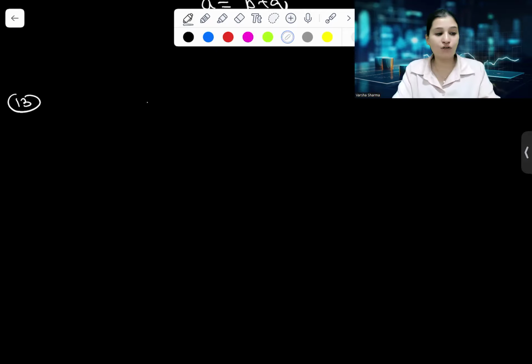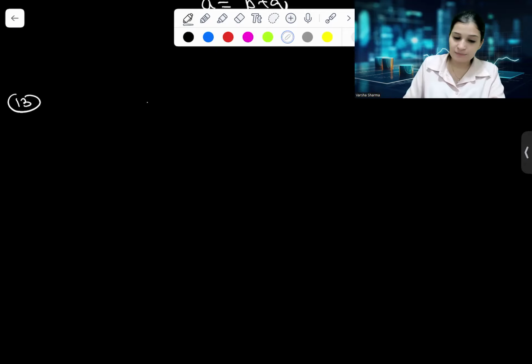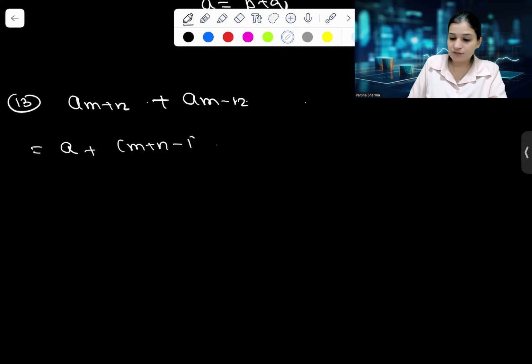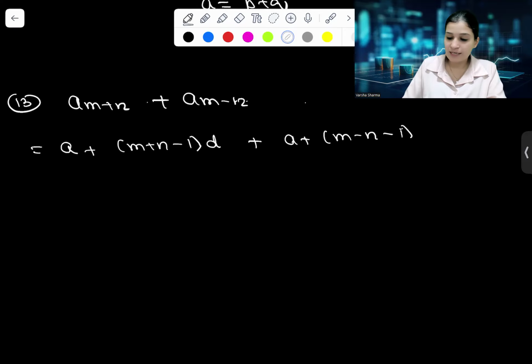13. Show that the sum of the m plus nth term, that is a m plus n, and a m minus n will get us twice the mth term. So this will be a plus m plus n minus 1 into d. This will be a plus m minus n minus 1 into d.